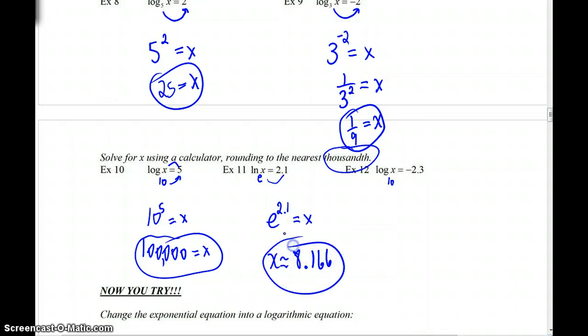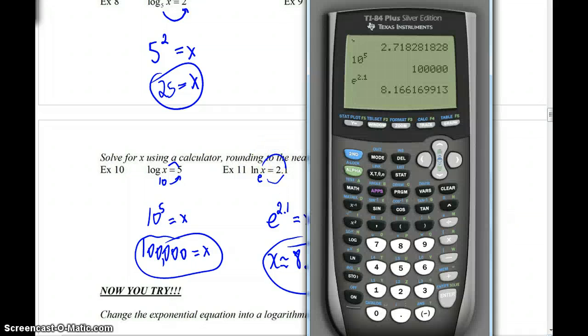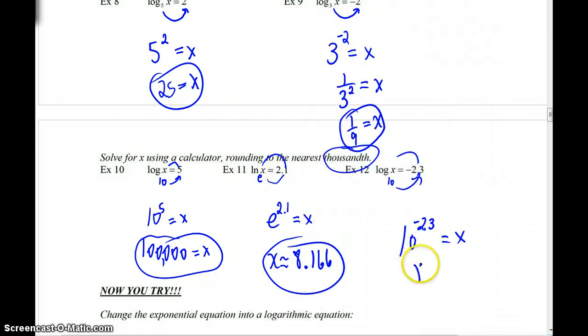Finally, we'll go 10 to the negative 2.3 would equal x. So very quickly we'll just type that in. 10 caret negative 2.3. Looks like we'll get 0.005. So that's all we're doing today. Remember your log circle, and hopefully you're doing all right.